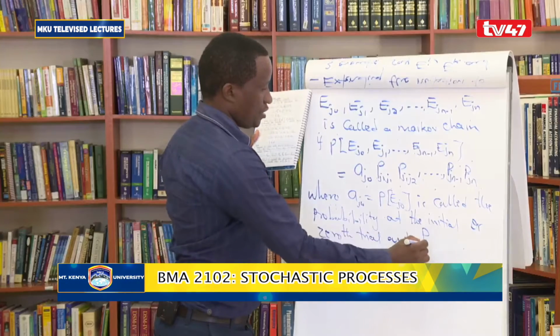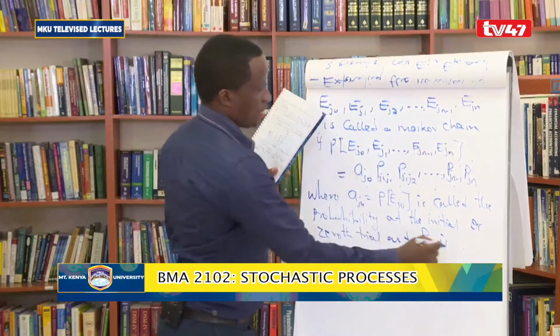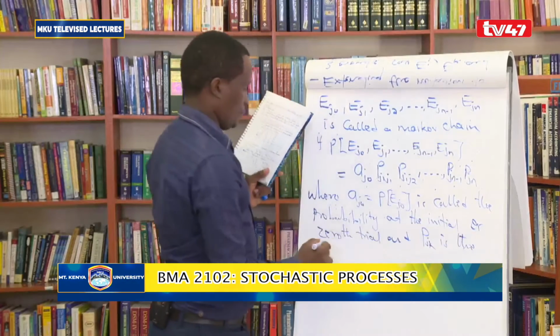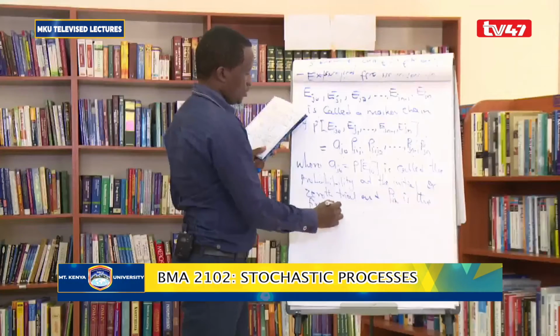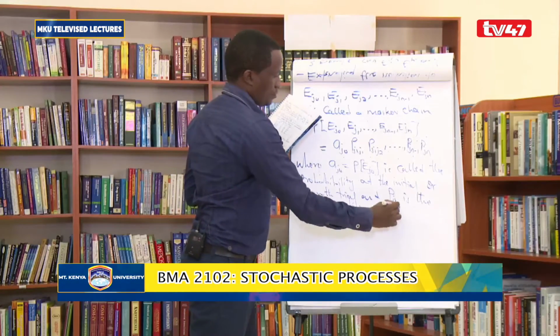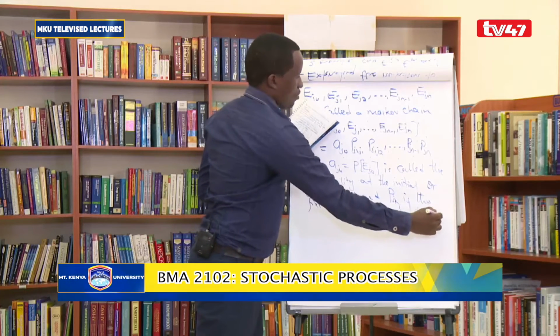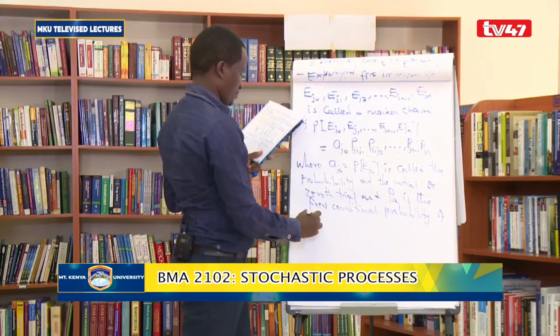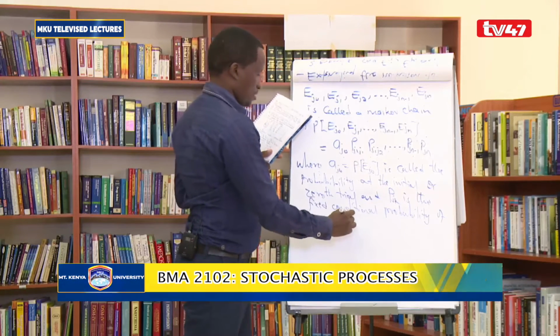and PJK is the fixed conditional probability of event K given event J.